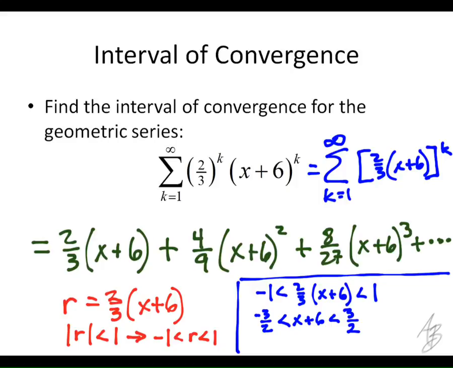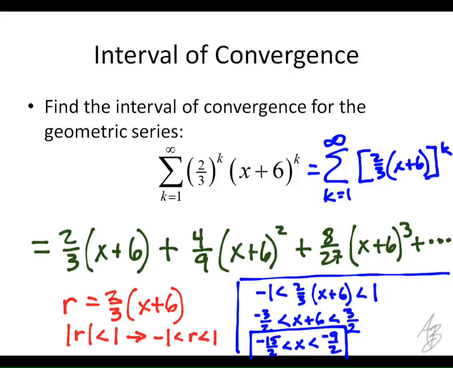And then what else do I need to do? Subtract 6. So if I subtract 6, that's the same thing as subtracting 12/2. So we get -15/2 is less than x is less than -9/2. And this right here is what's called the interval of convergence. As long as x is anywhere between -15/2 and -9/2, then I know that this series is going to converge.